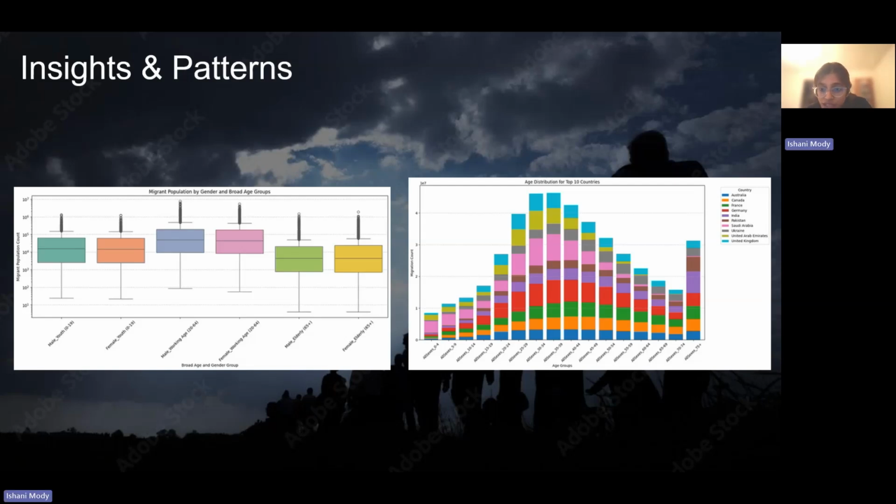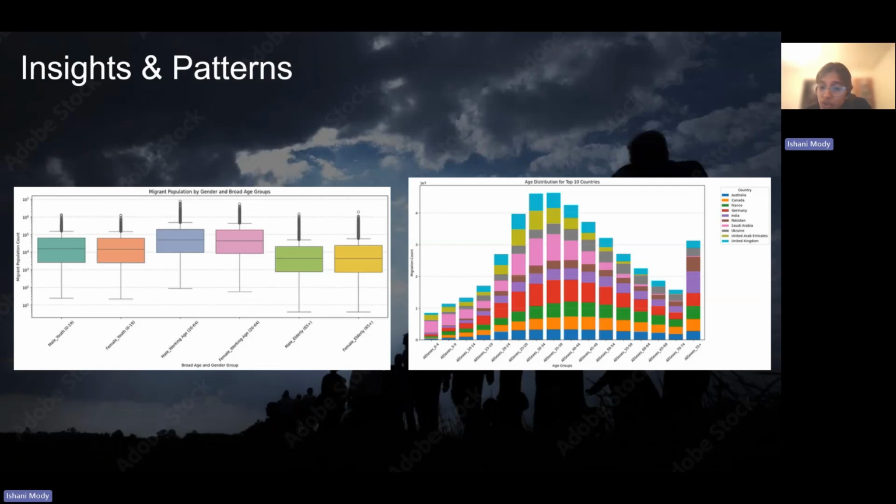The second graph, which is on the right side, shows the distribution of the top 10 countries, distributed across age groups. From age 20 to 24, there is a constant rise in migration up till age 50 to 54. After that, there is a decline in migration, but then it suddenly spikes at age 75 plus.